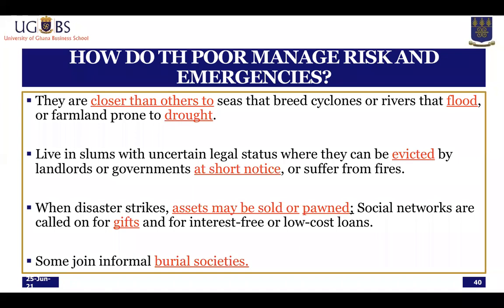Now, when disaster strikes, they may have to sell their assets or pawn them. And their social networks are usually what they fall upon for gifts and anything that can help them to get by, so interest free loans or low cost loans. Even in some cases, to manage their risk, they join informal burial societies, which will ensure that in the event that they die, they are buried well.